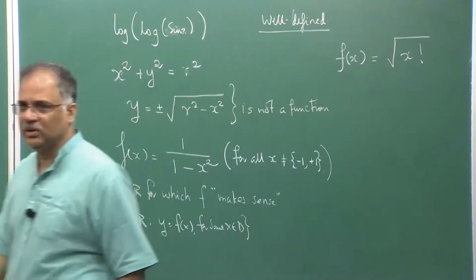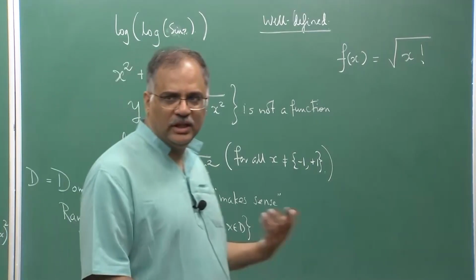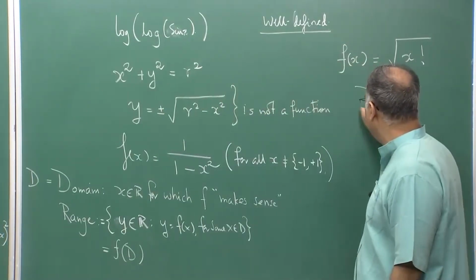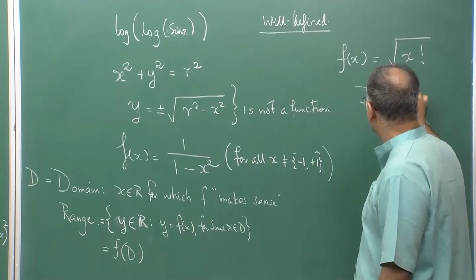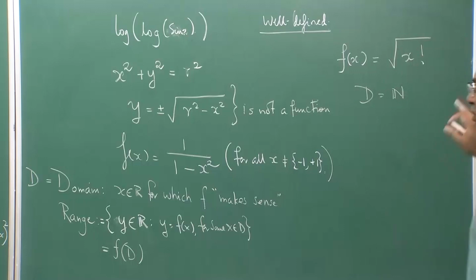Square root of x factorial. So, what does square root of x factorial mean? First of all, you cannot have an x factorial unless x is a natural number. So, your domain is immediately restricted to N. Of course, x factorial is positive, so there is no problem in taking the square root.